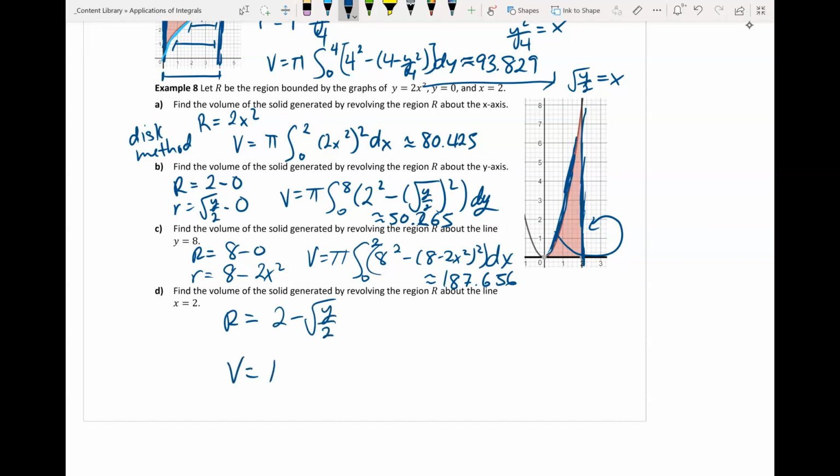I'm going to put it into the formula. Our bounds are from 0 to 8, so look for the smallest y value to the highest y value. This is about 16.755.